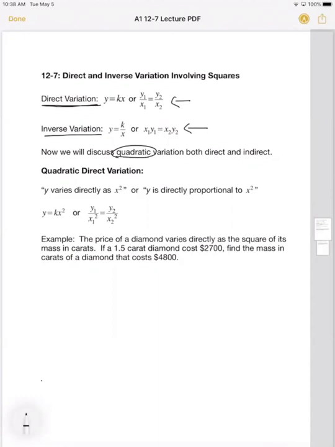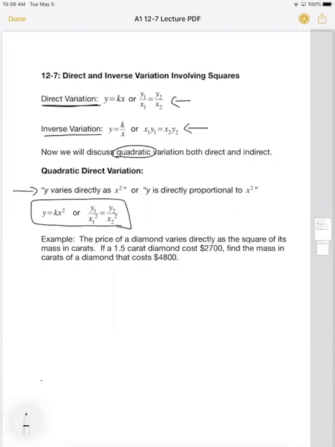So if we see the phrase y varies directly as x squared, or y is directly proportional to x squared, we're talking about quadratic direct variation. And here are our two equations we can use to set it up. The first one is, instead of y equals kx, it's simply y equals kx squared. And if you make a proportion, it's y over x squared equals y over x squared.